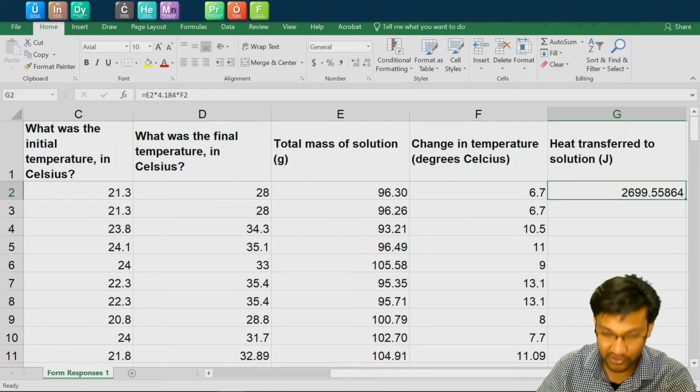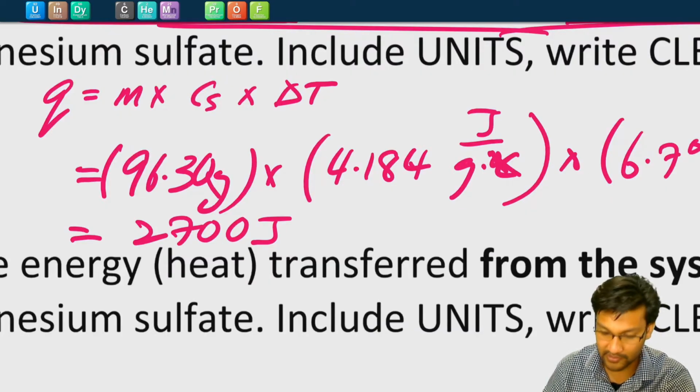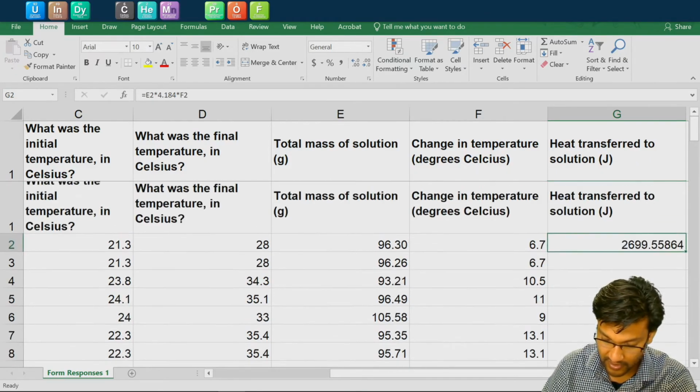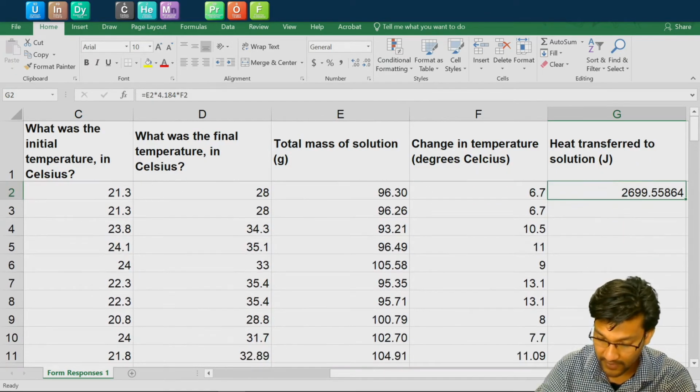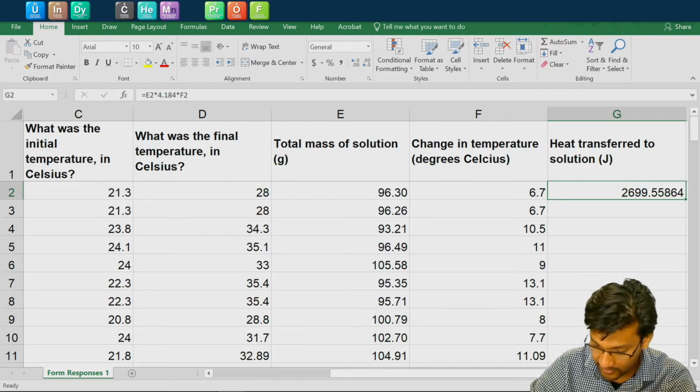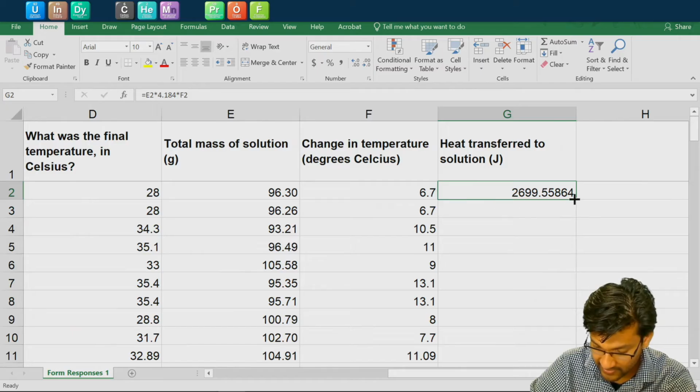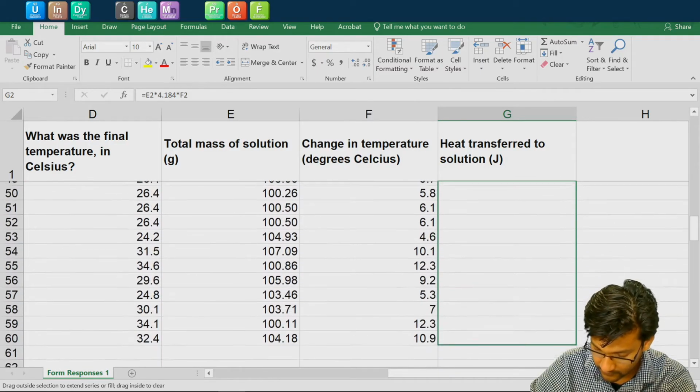I use this first trial for these sample calculations. So that's one way to make sure that your numbers are correct when you do the formula. All right, so that looks good. Again, I would want to copy this to every single cell.